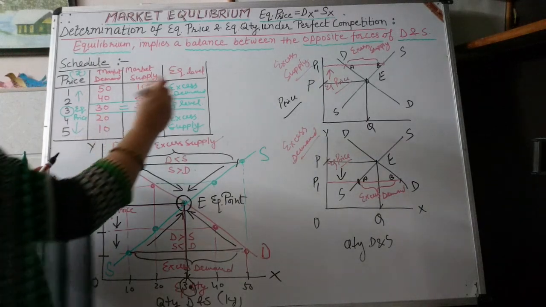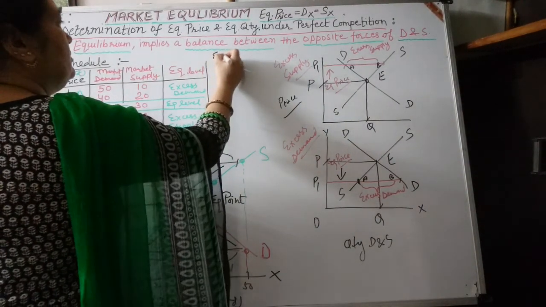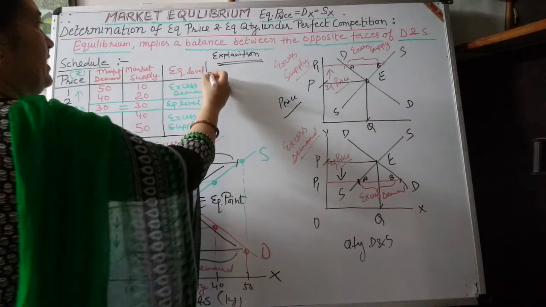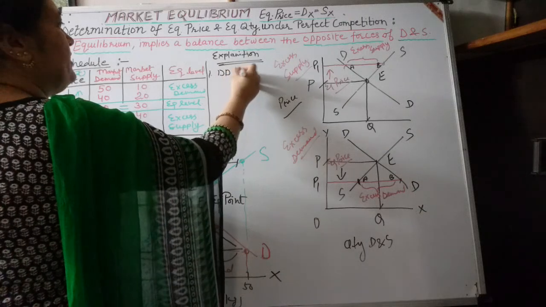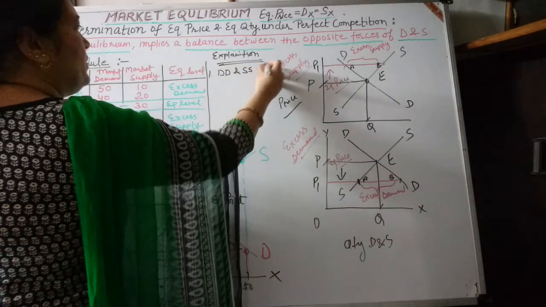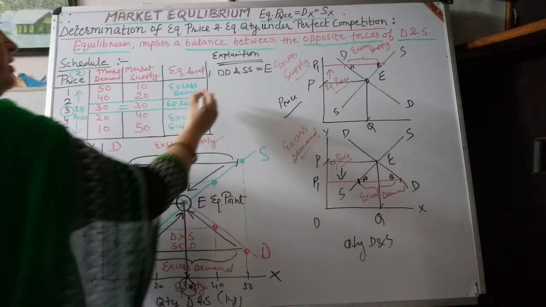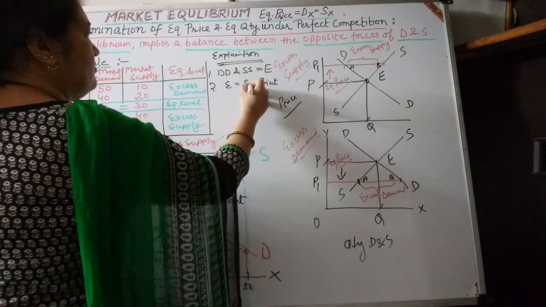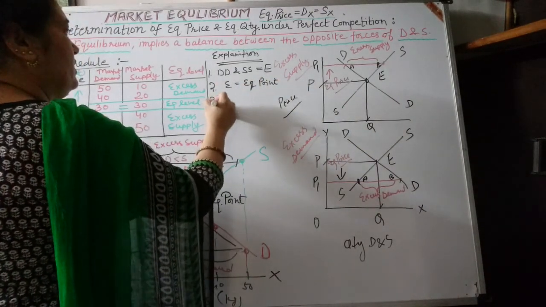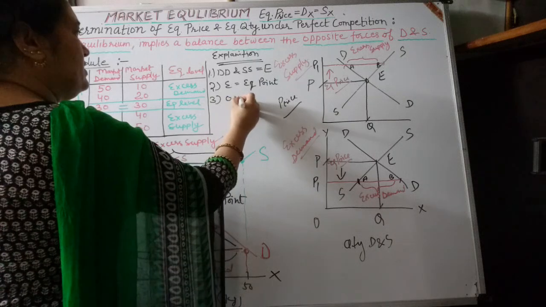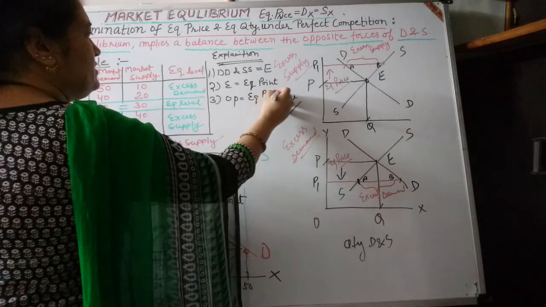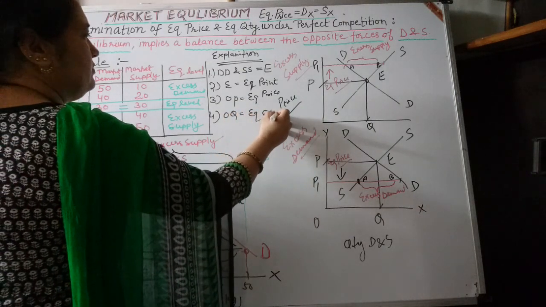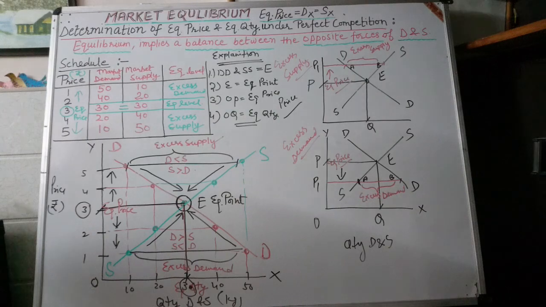If we want to write the theory or explanation of this diagram, then we can say: number 1, the DD demand curve and SS supply curve intersect each other at point E. Number 2, E is the equilibrium point. Number 3, OP is the equilibrium price. Number 4, OQ is the equilibrium quantity. So that's all regarding the topic.